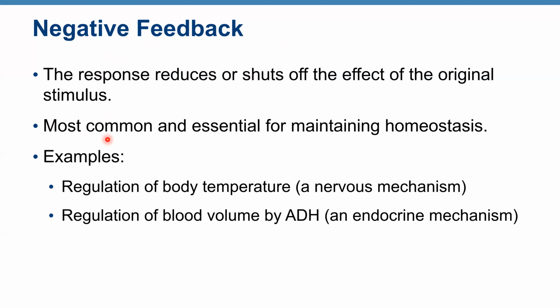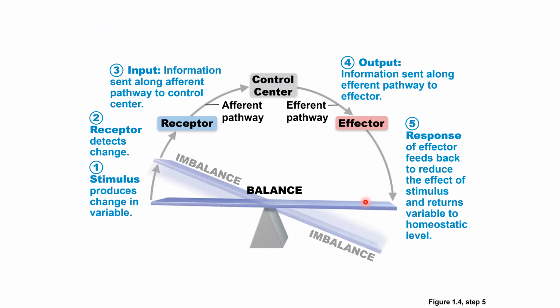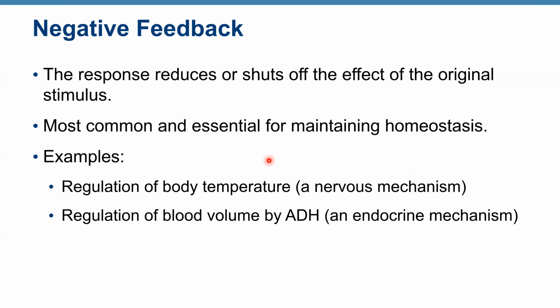And negative feedback is the most common and essential for maintaining homeostasis. An example would be the regulation of body temperature that we just described. You also can regulate blood volume by ADH, and this is called antidiuretic hormone, and this would be an endocrine mechanism. So either your nervous system is your control center or your endocrine system can be your control center. That's why we call it a nervous mechanism or an endocrine mechanism.